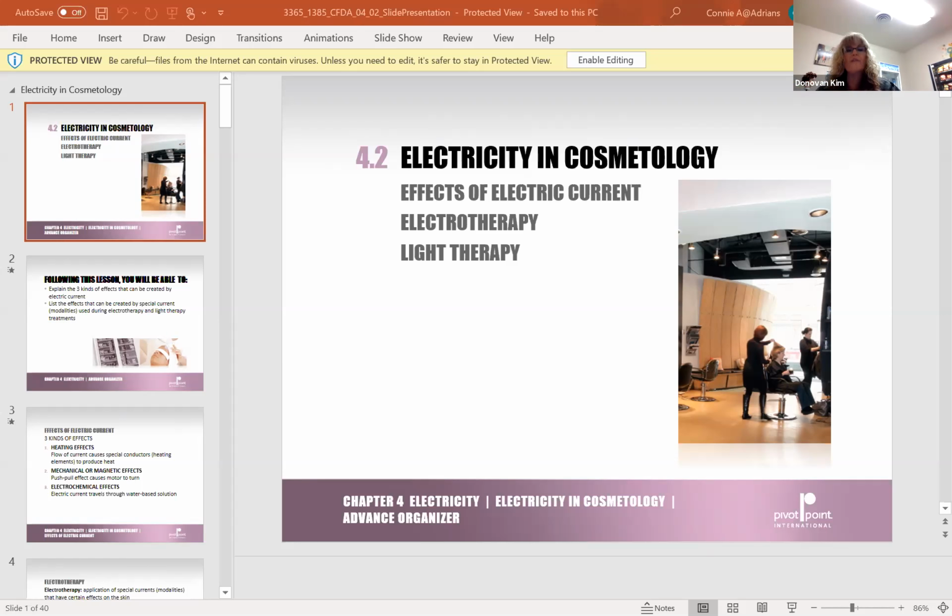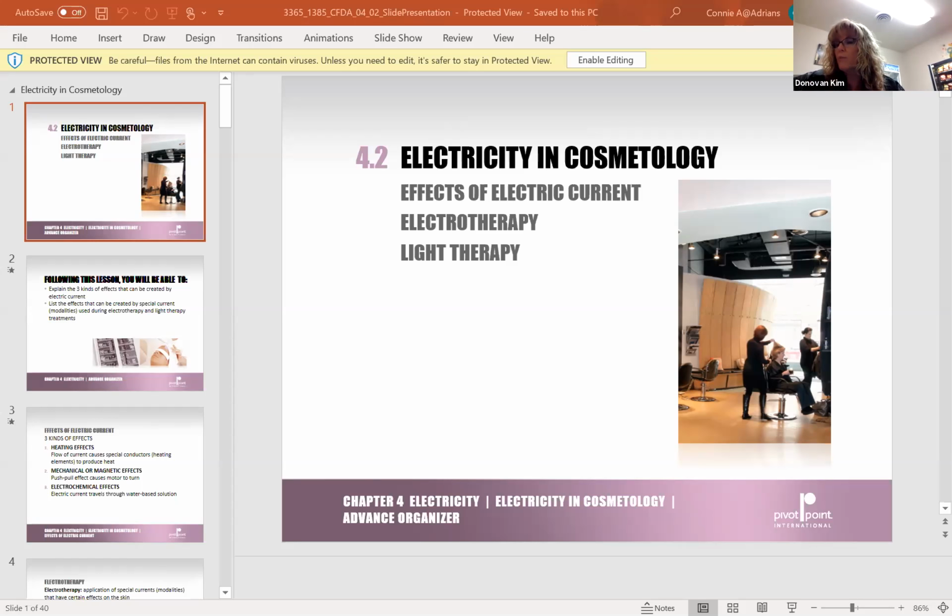We have our sinusoidal current, which is another one in California that we cannot use, but we do learn about it. And we have Tesla current, which we can use. So out of those four, there's only two that we can actually use within the state of California.